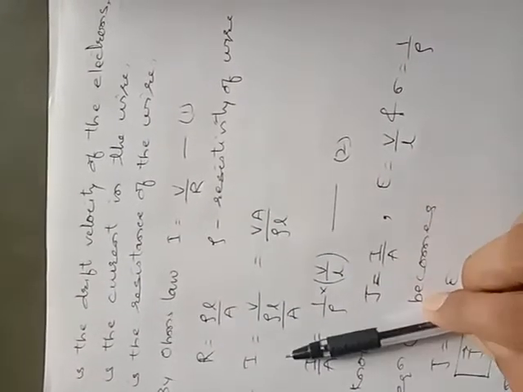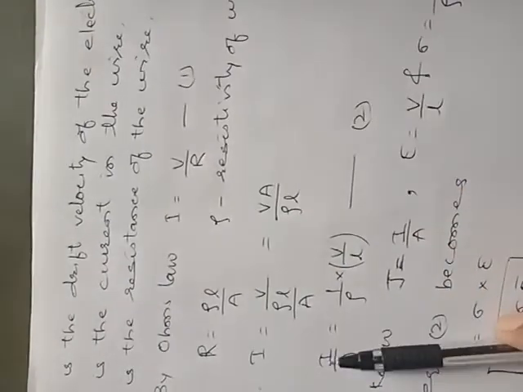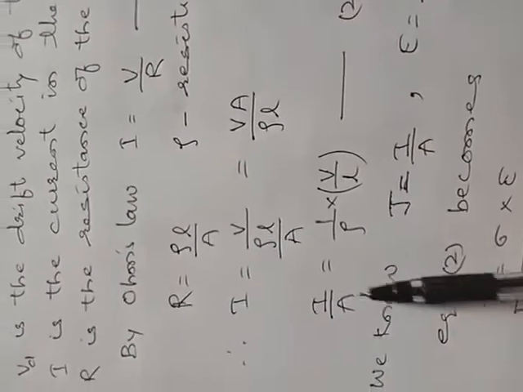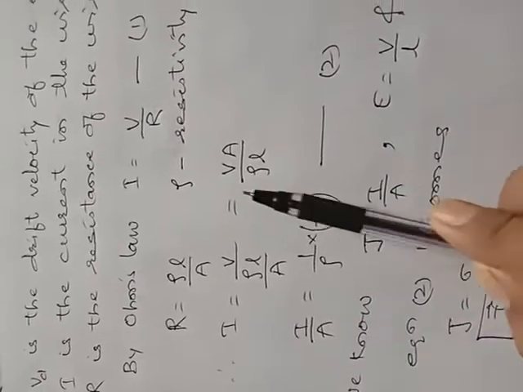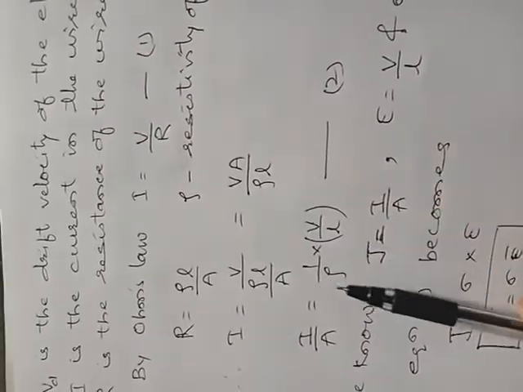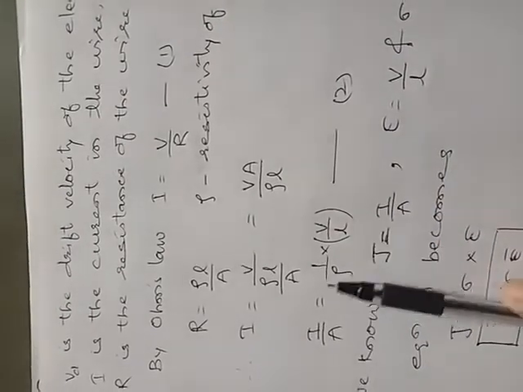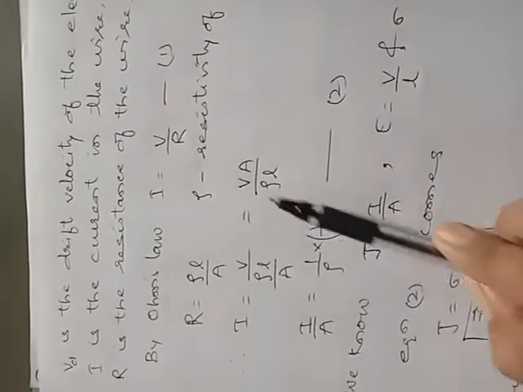Send this A to the other side. So when we send this A to the other side, it will become what? I divided by A. Now we'll rearrange the terms: I divided by A equals 1 by rho into V by L.